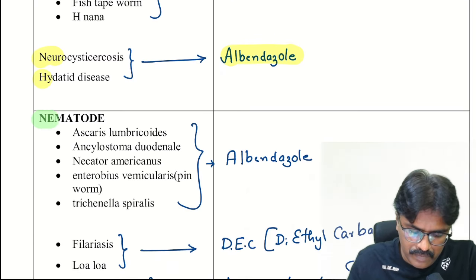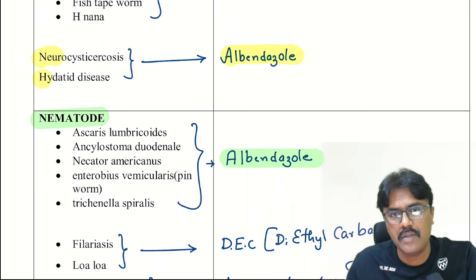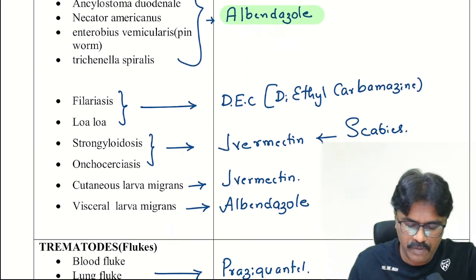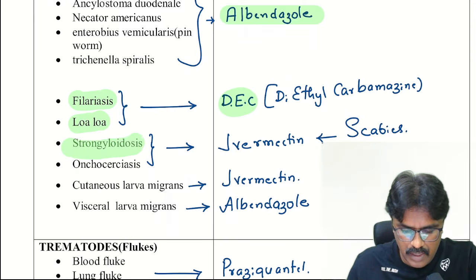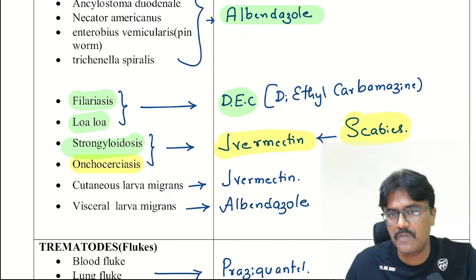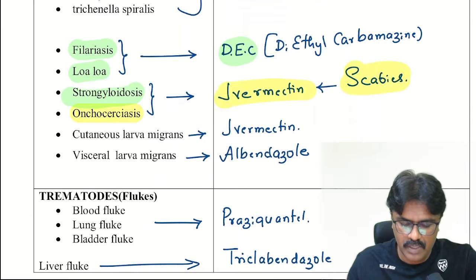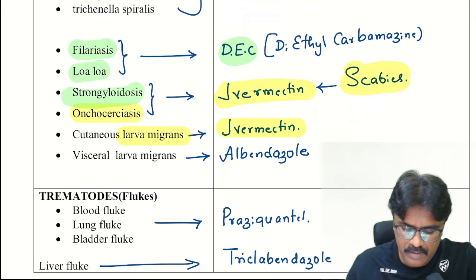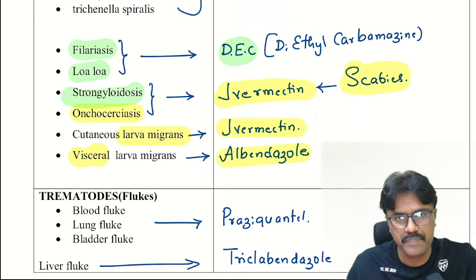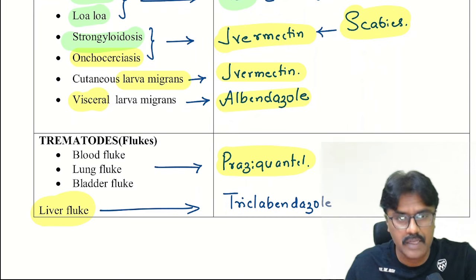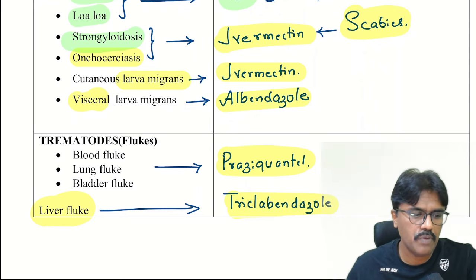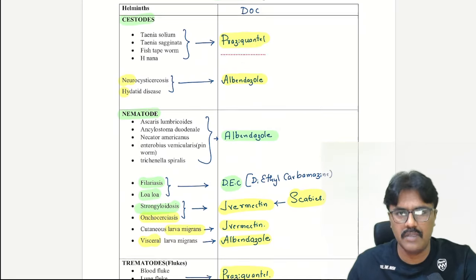For all nematodes, the drug of choice is albendazole. But for filariasis and Loa loa, it is DEC. Strongyloidiasis and onchocerciasis, it is ivermectin. Ivermectin is also used for scabies. Cutaneous larva migrans, ivermectin. Visceral larva migrans, albendazole. For all the flukes, the drug of choice is praziquantel except liver fluke. What is the other name for liver fluke? Fasciola hepatica, it is triclabendazole. So we learned the drugs of choice from this MCQ.